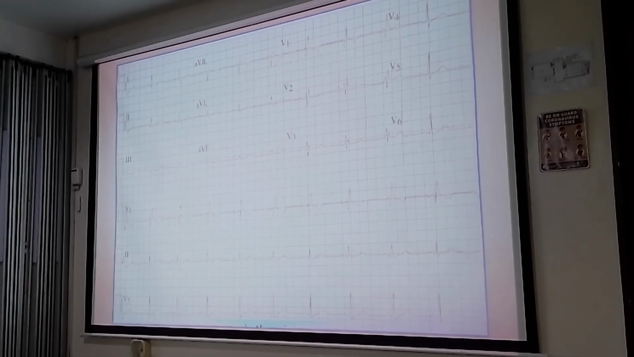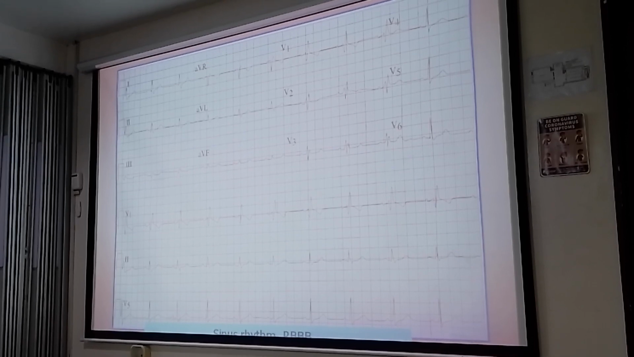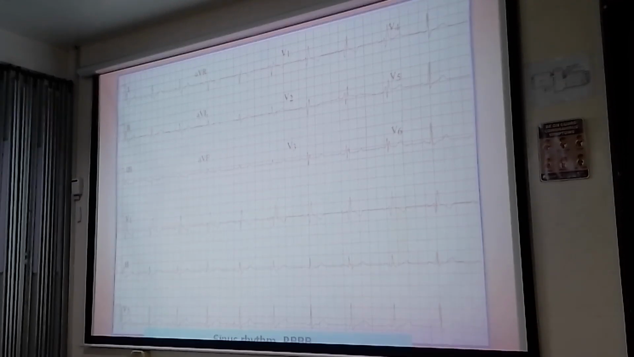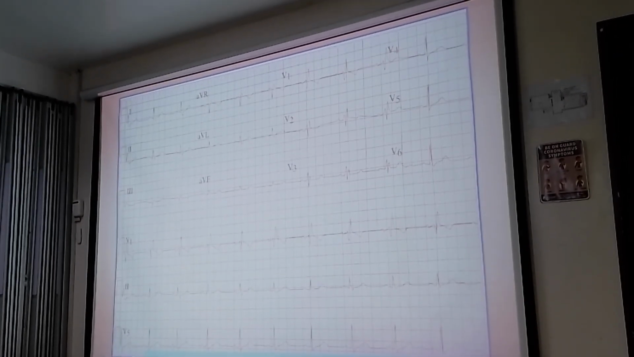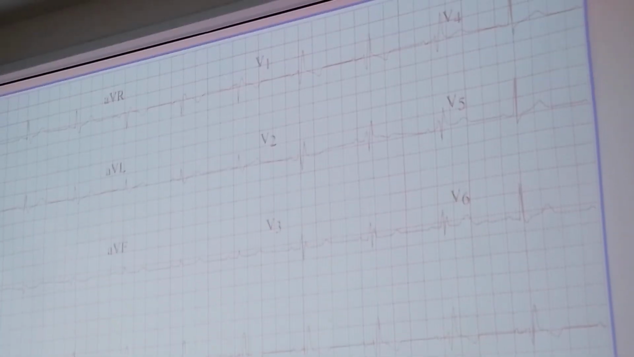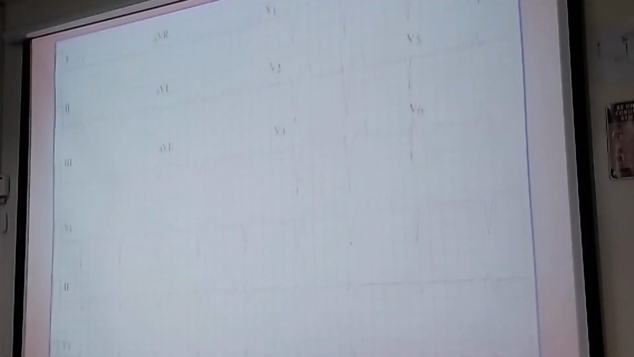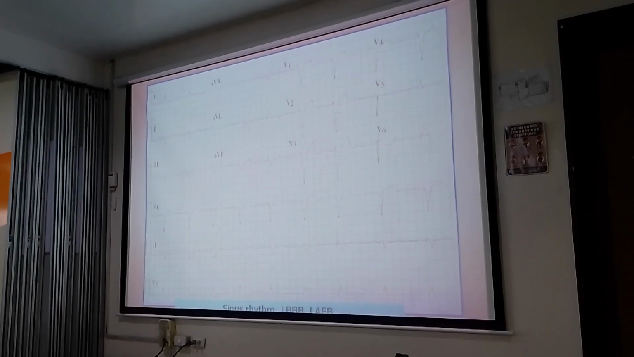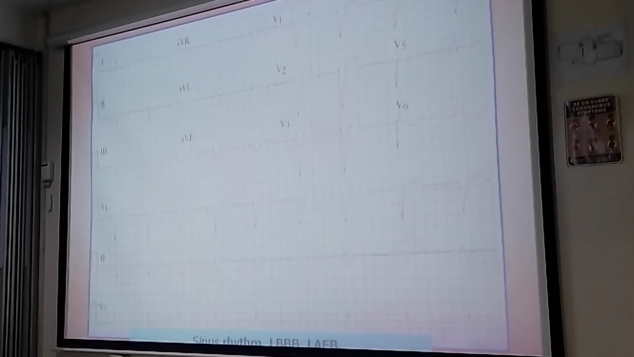This one. Right bundle branch block, look at V1, V2. You have R prime. The first R is small letter r, the second R is R prime, big letter R prime. V1, V2, your right bundle branch block. This one is what? Left bundle branch block, but not classic. Look at V6, you have a widened R, but not a natural one. This is not a classic.